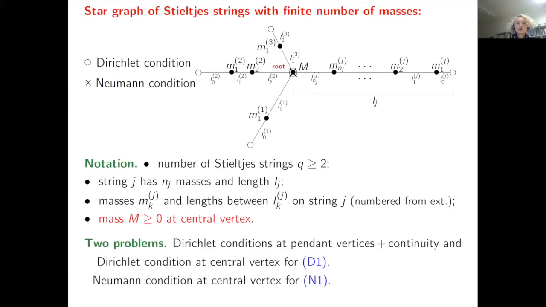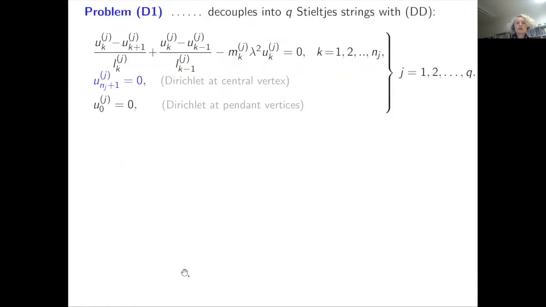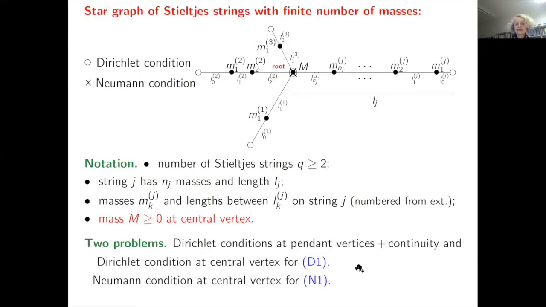And we will consider 2 problems, a little bit similar as before. So always Dirichlet conditions at the pendant vertices plus continuity. And then the rather trivial problem where we also put a Dirichlet condition at the central vertex. This is the problem D1. And the other problem, Neumann condition at the central vertex, will be called N1. The other problems, D2 and N2, in the paper, I will not talk about in this talk.